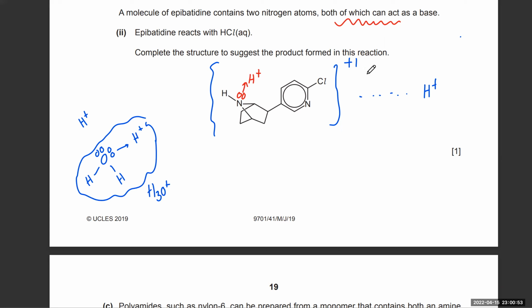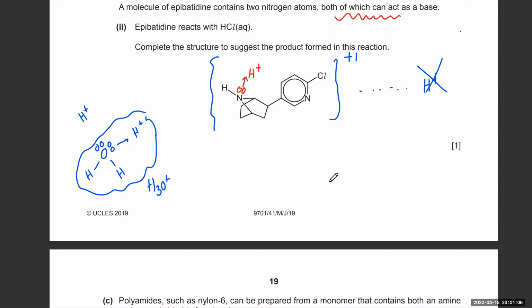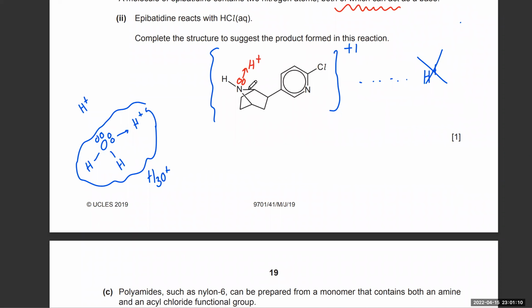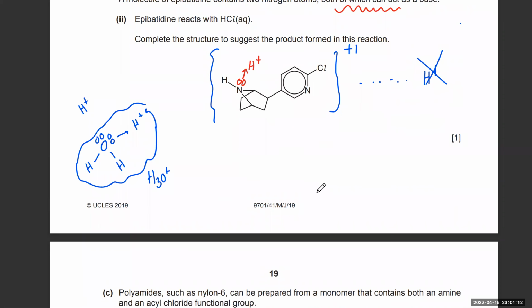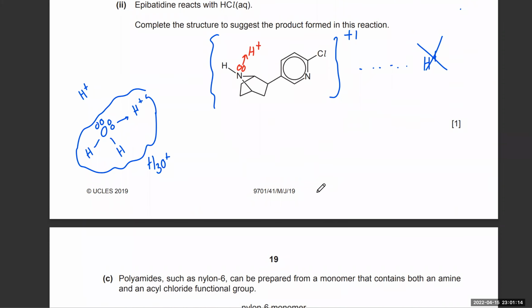So I think that's the reason why they've only given one, that it's either this one or this one, not both of them. Still, I think it's possible, but I'm just trying to justify what the mark scheme is saying, that usually it's just going to be one H+ that is going to be accepted. Okay. Is this clear? Yes.